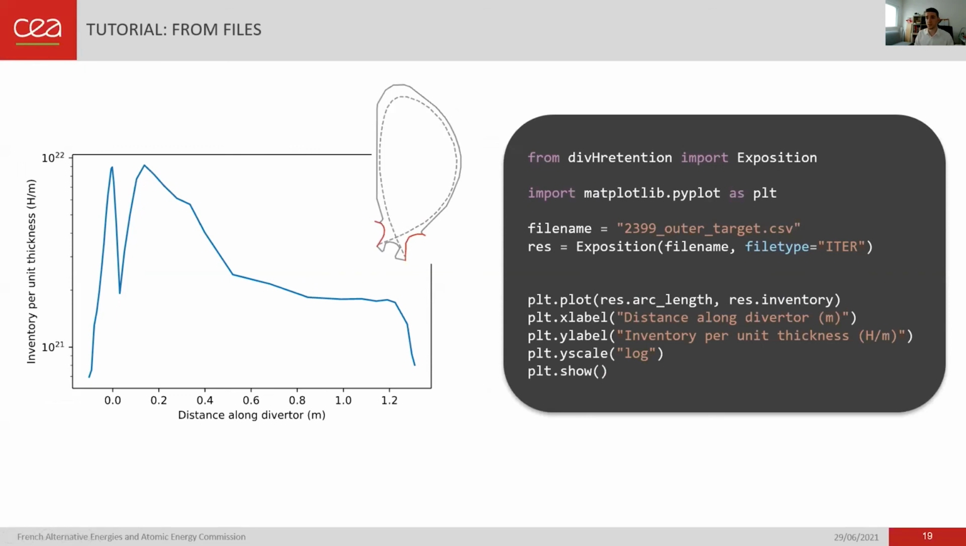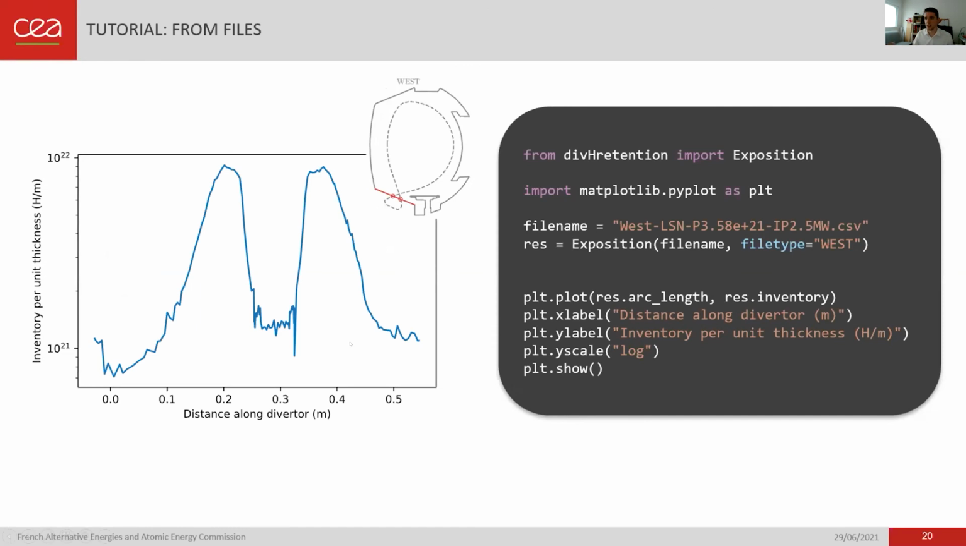You can also use it from files. Say you have an output file from one of your codes or from one of your simulations. Then you can simply, well, you maybe have to write a small wrapper if it's not in the right format. But for instance, this is a file that comes from the IMS database of ITER. So you can simply use it like this and plot the results. And this is the kind of results I showed you earlier on.